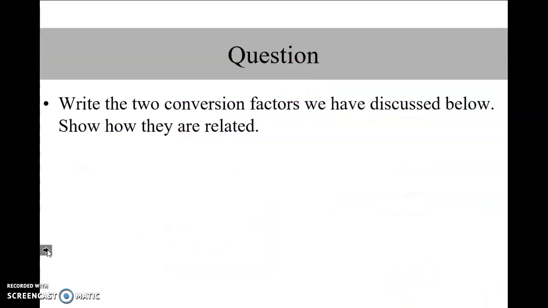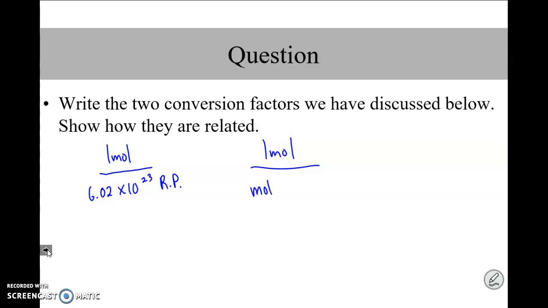So the two conversion factors that we've discussed below: 1 mole for every 6.02 times 10 to the 23rd RP, representative particles. For every 1 mole, you have, I'm going to call it molar mass. You have to calculate it in grams.